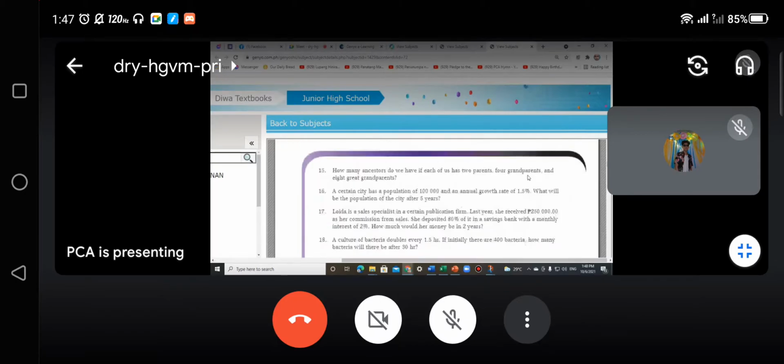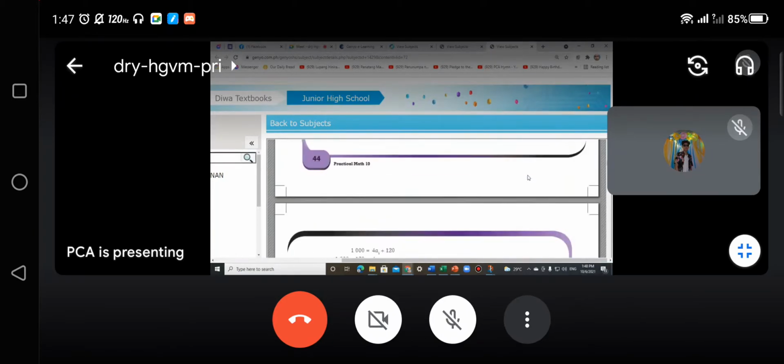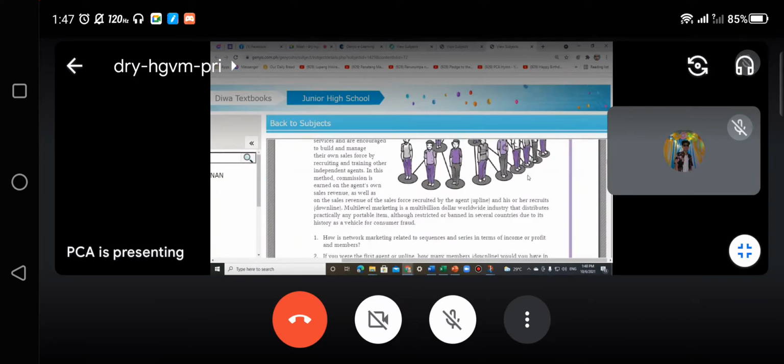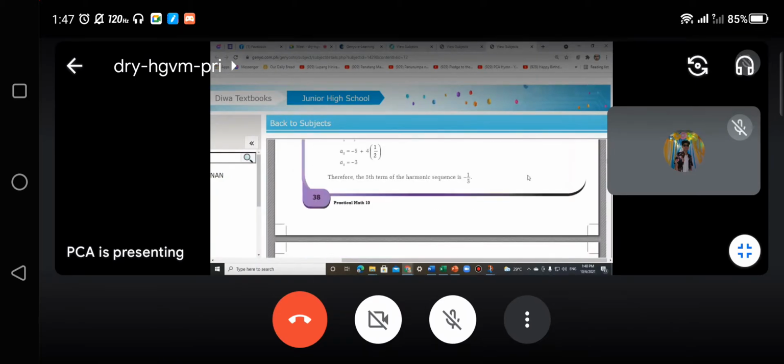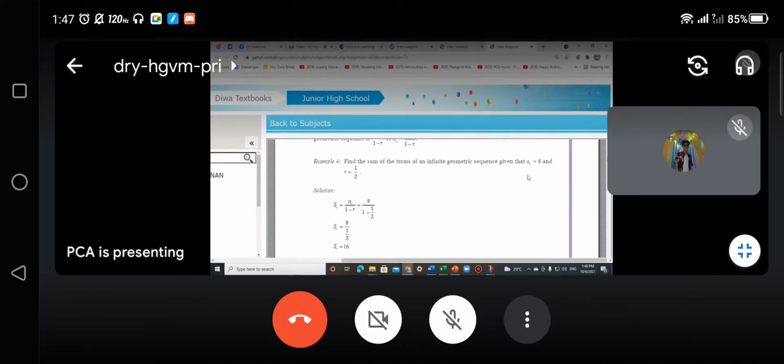Ang hirap ng math nyo. Nasusuka ako, parang college na to. Nasusuka talaga ako. Ang dugo sa visual nito.